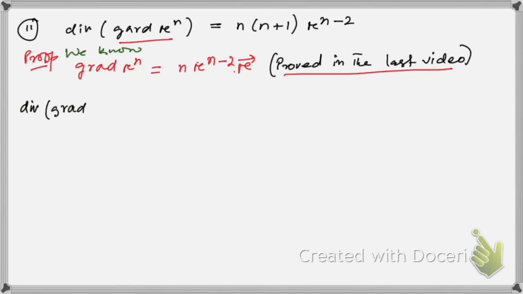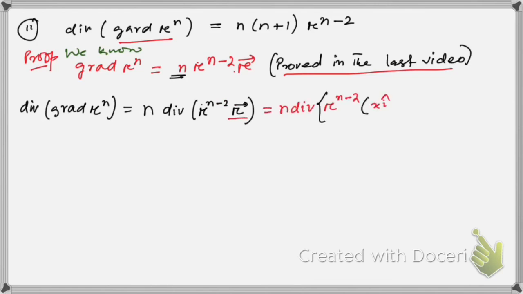Now, divergence of grad of r to the power n. So n is taken out as it is a constant. So divergence of r to the power n minus 2 r vector. So r vector is nothing but x i cap, y j cap, and z k cap, right?